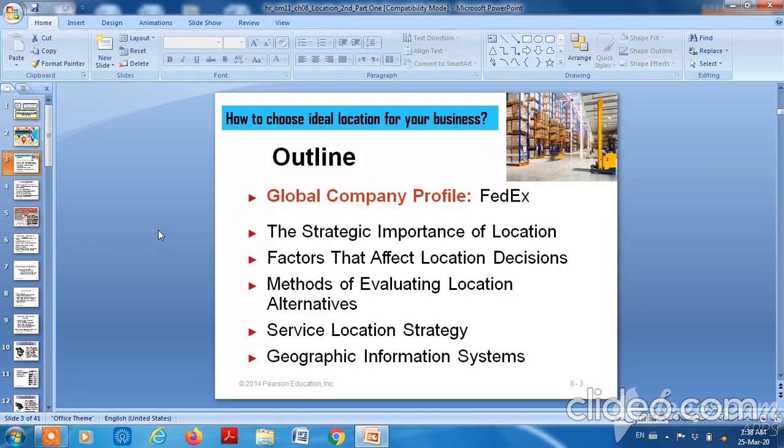In the chapter, we will learn the strategic importance of location, factors that affect location decisions, methods of evaluating location alternatives, service location strategy, and geographic information systems (GIS) that can be used in location determination nowadays.